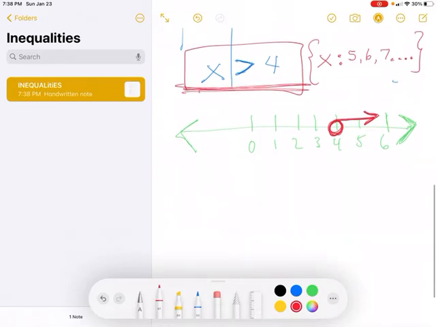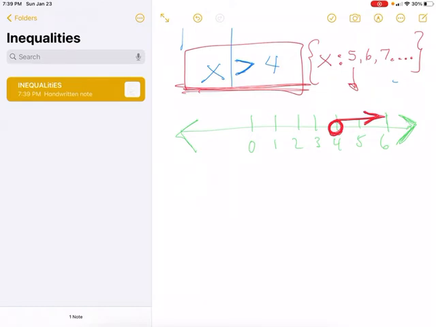Okay, so this is how you graph it. Don't shade in the 4. Just open circle and point the arrow to the right. Now, why don't we start at 5 since the list starts at 5? Well, because 4.5 is also greater than 4. So you could have 4.5 in the list if you want. So all the numbers right after 4, all these numbers after 4.